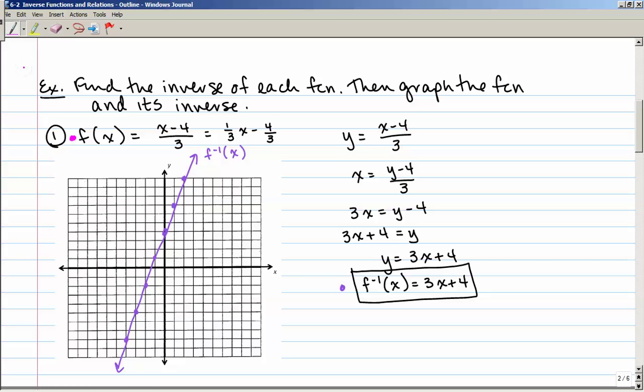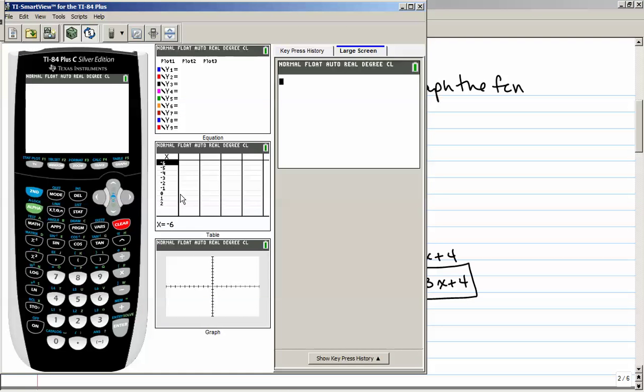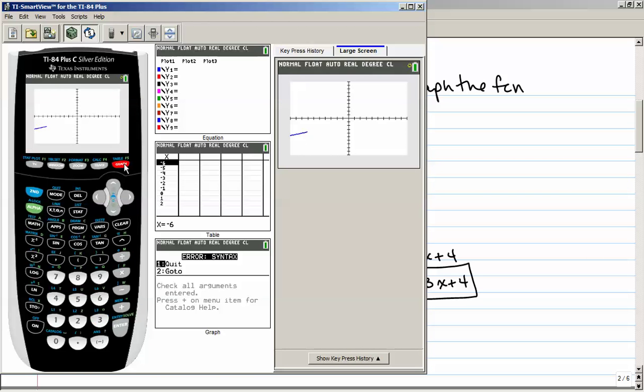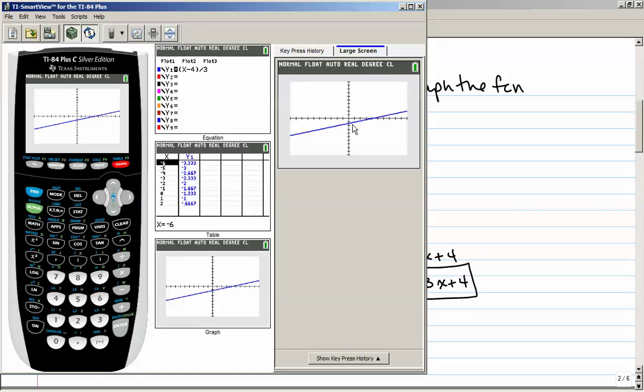Now, to do this one here, that's going to be kind of a pain because my y-intercept is negative 4/3, which is negative 1 1/3. So I think I'm going to graph this one and see what it looks like. So let's graph it. I'm just going to leave it in that form, parentheses x - 4, close parentheses, divided by 3. Let's see what it looks like there. Yeah, you can see right here that your y-intercept is a fraction.